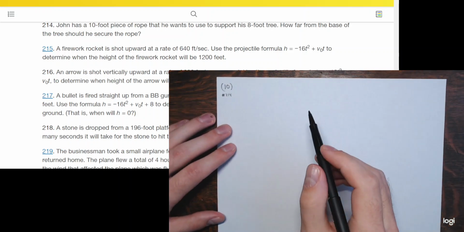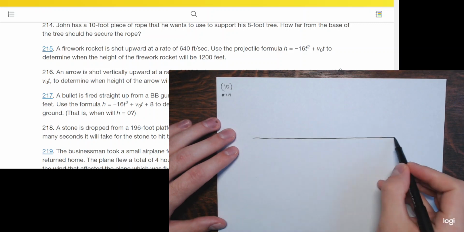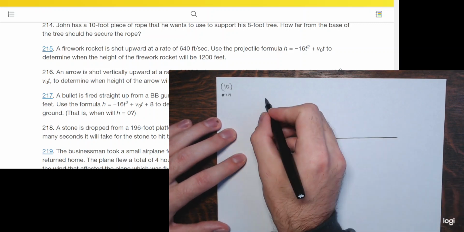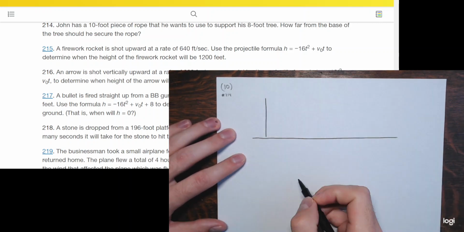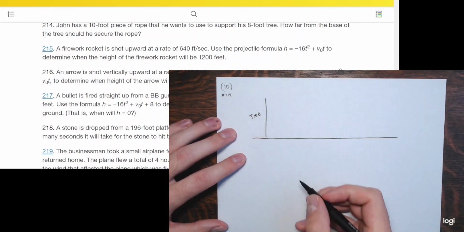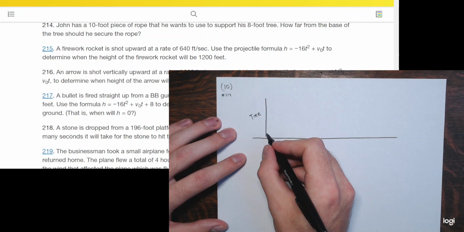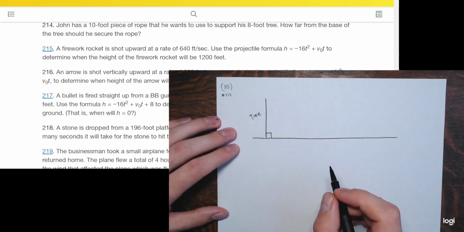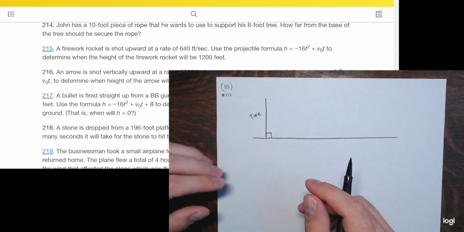Now, of course, this is assuming that, well, let's just say this is the tree. Right? I'm not a very good artist. This is just the tree, right here, this vertical line. We're going to assume that the tree forms a 90-degree angle with the ground, that it actually shoots straight up out of the ground.